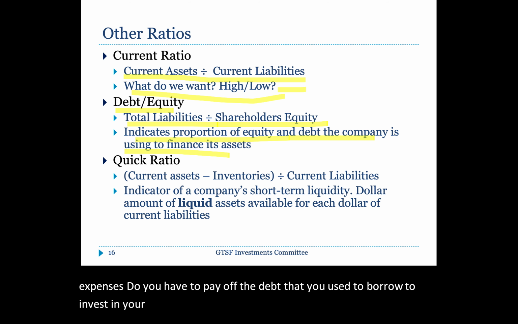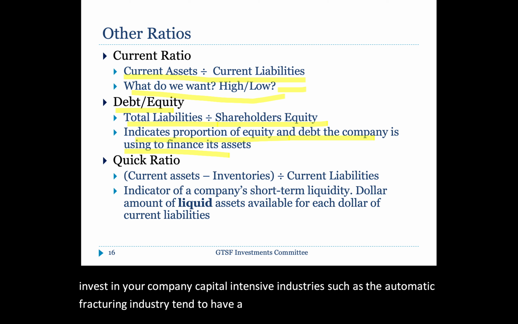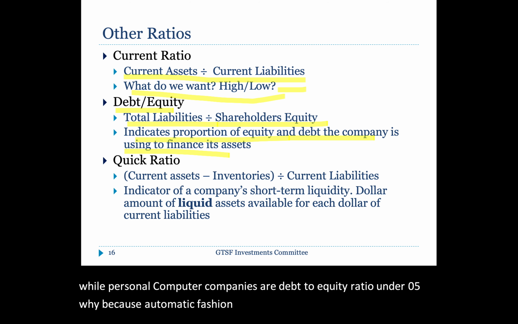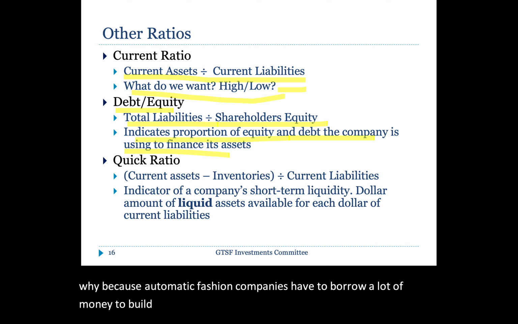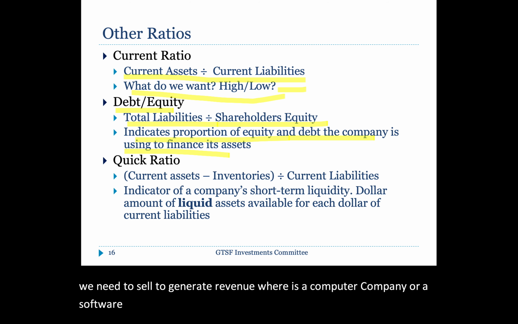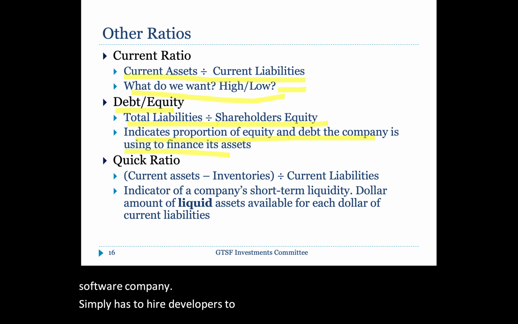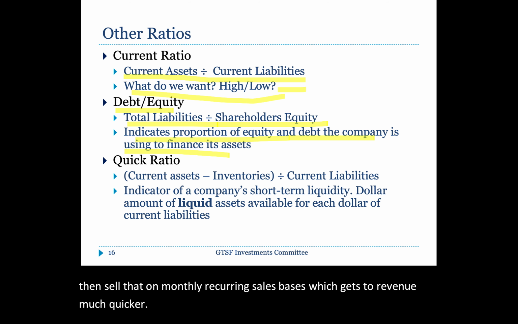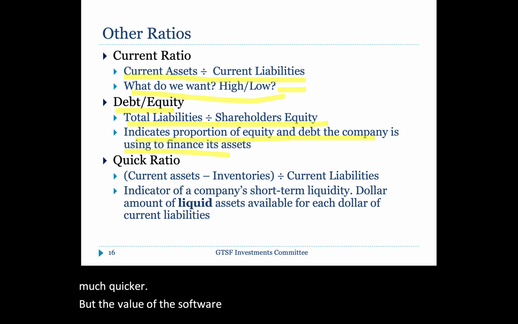Capital intensive industries such as the auto manufacturing industry tend to have a debt to equity ratio above 2, while personal computer companies have a debt to equity ratio of under 0.5. Why? Because auto manufacturing companies have to borrow a lot of money to build very expensive manufacturing plants to build the cars that they need to sell to generate revenue. Whereas a computer company or a software company simply has to hire developers to create code at a relatively low cost and then sell that on a monthly recurring sales basis, which gets to revenue much quicker. But the value of the software versus the value of a car is drastically different.